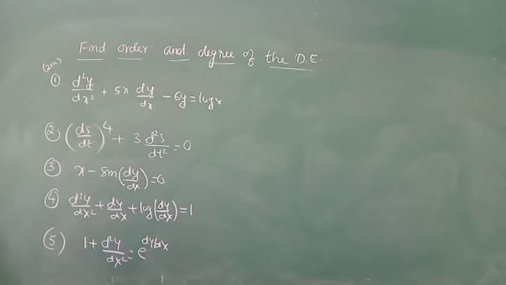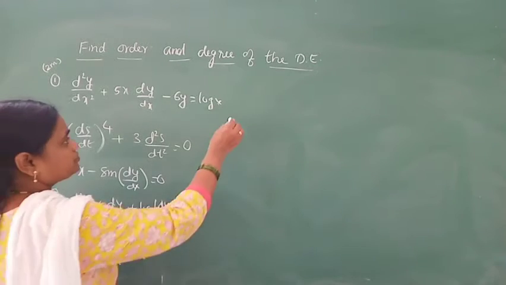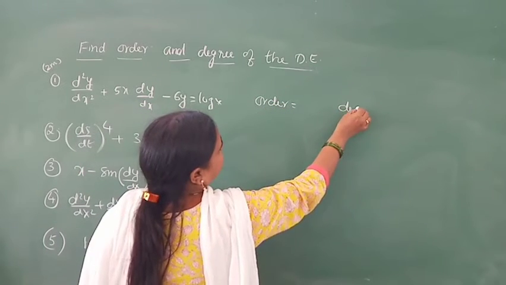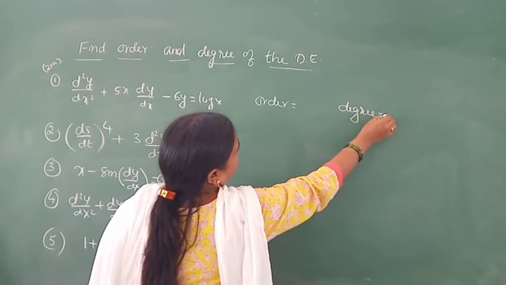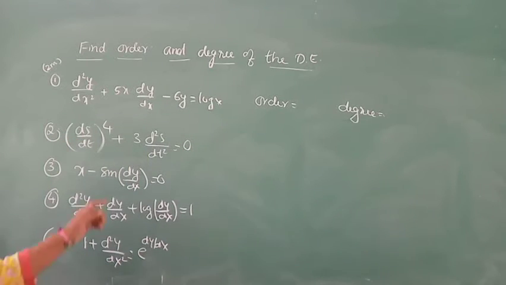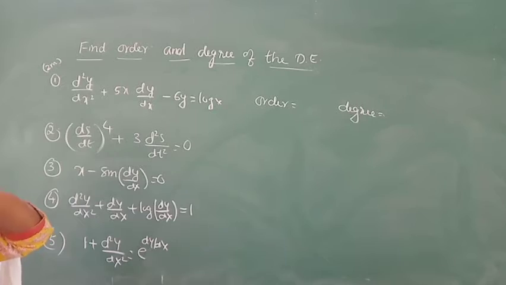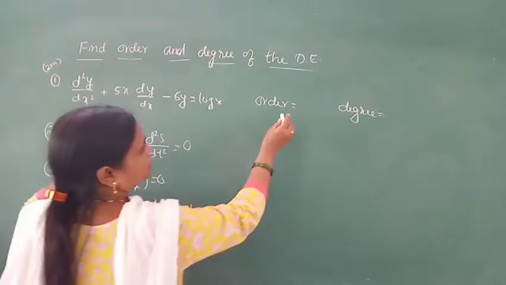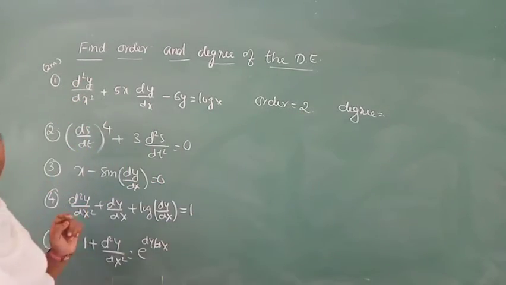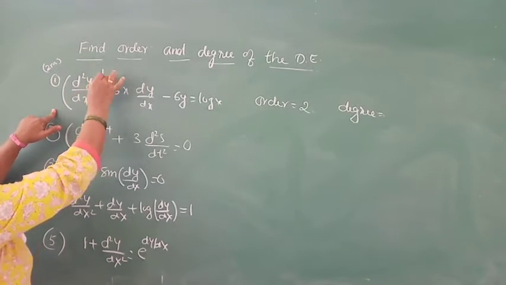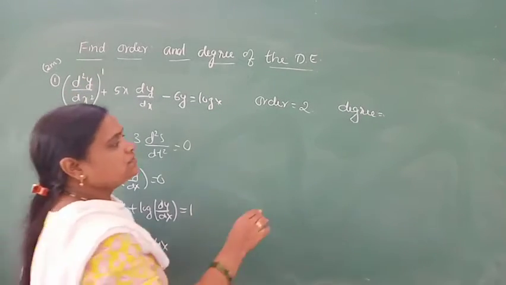Last class we discussed this. Now let me know the order and degree. See here, this is dy by dx. It is d2y by dx. Which one is the highest order? d2y by dx. Order is 2. And their corresponding highest order power. Highest order power is what here? 1. Therefore, degree is 1.